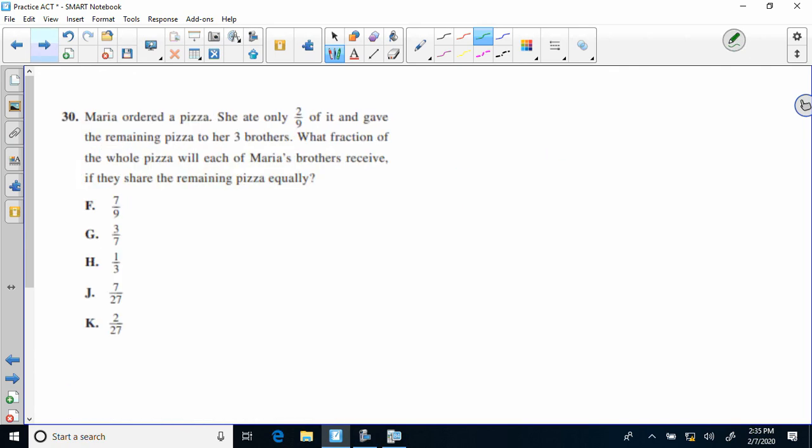Maria ordered a pizza. She ate only 2/9 of it and gave the remaining pizza to her 3 brothers. So this is Maria, she ate 2/9. How much is left if she ate 2/9? And that should be 7/9, because there should be 7/9 left over.